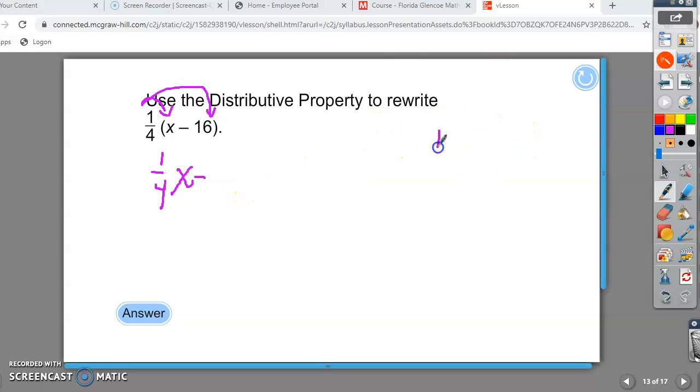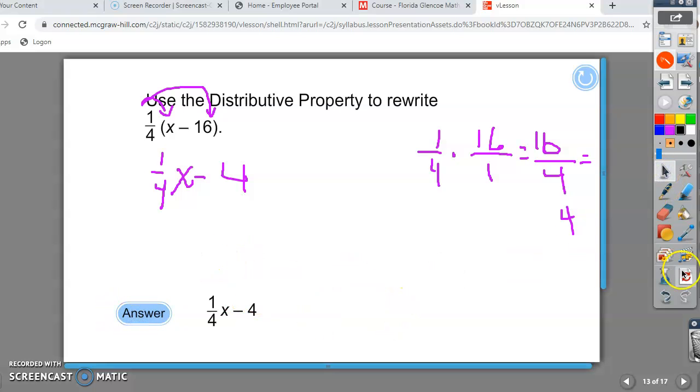And I'm going to do a little bit of fractions here to recap. 1/4 times 16, which is obviously a whole number. I'm going to put it over 1. I'm going to multiply my numerators, my denominators, and 16 divided by 4 is equal to 4. And that's where my 4 came from, if you can read it. And there it is. So yes, we have reviewed distributive property today.